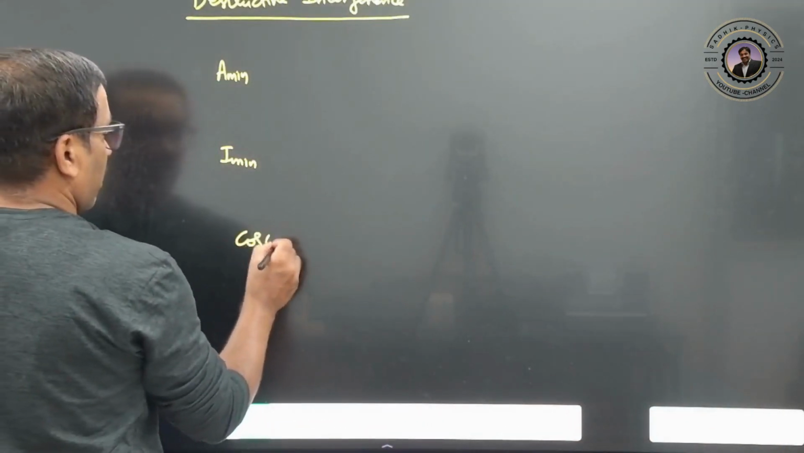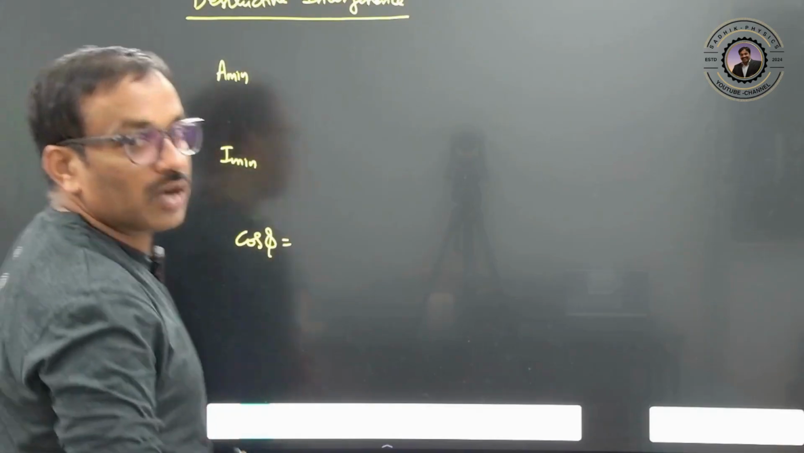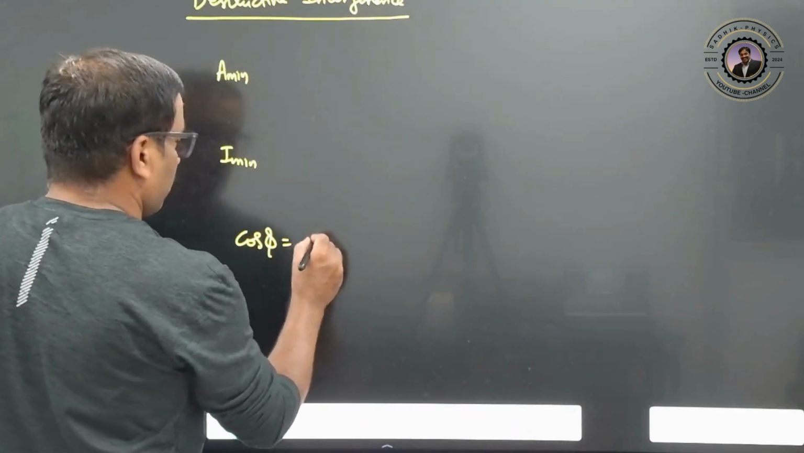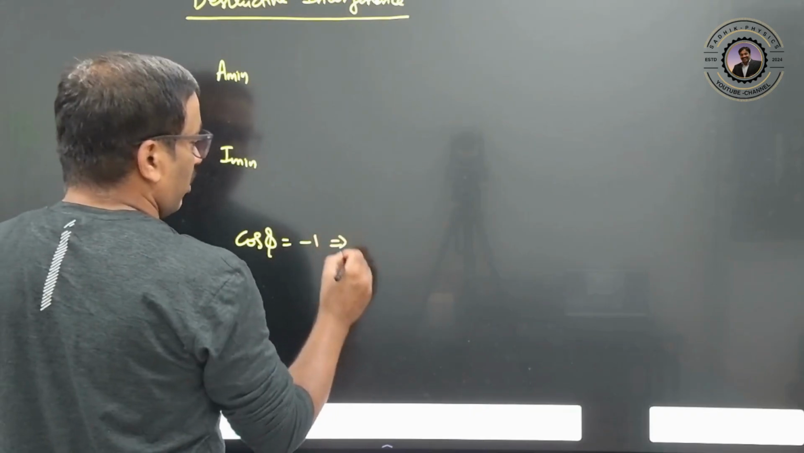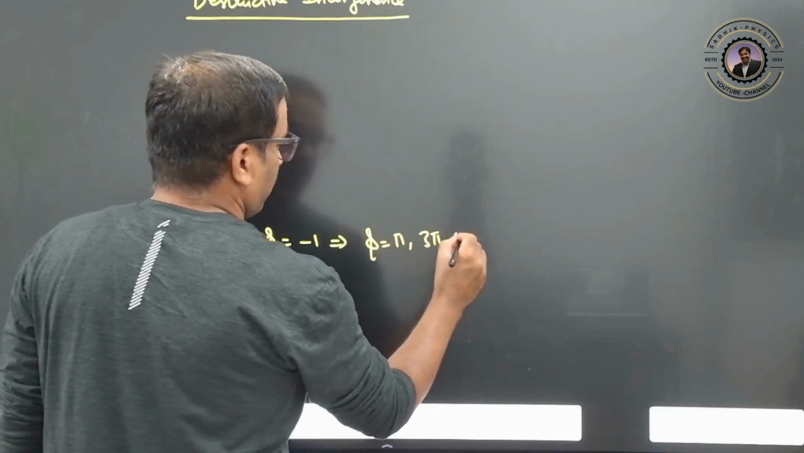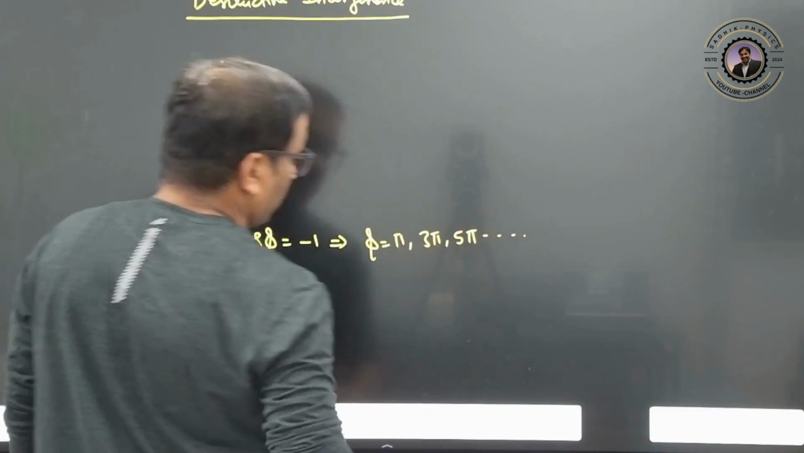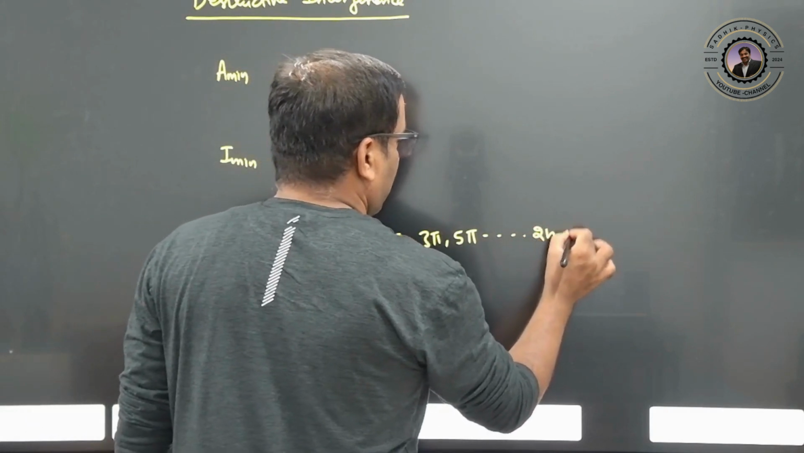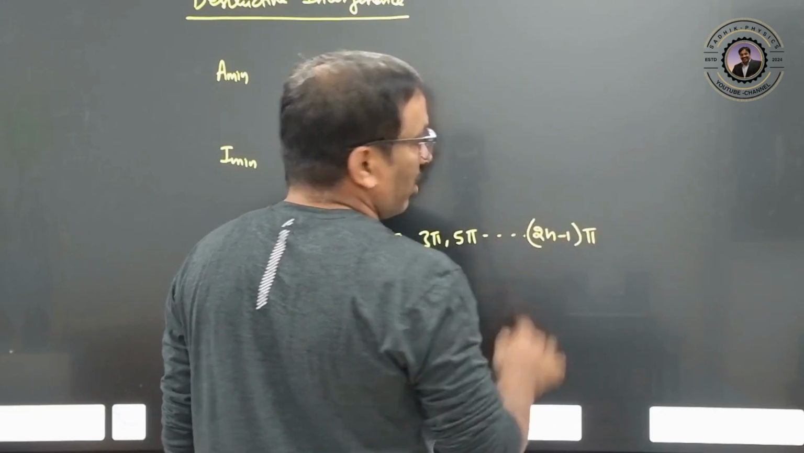When will it take place? When cos phi value is minimum. What is the minimum value of cos phi? Most of the students will think that it is 0. Not 0, it is minus 1. Therefore phi value will be equal to pi, 3 pi, 5 pi, and so on. These are all odd numbers. What can you write for odd numbers? 2n minus 1 into pi. Take 2n minus 1 only.